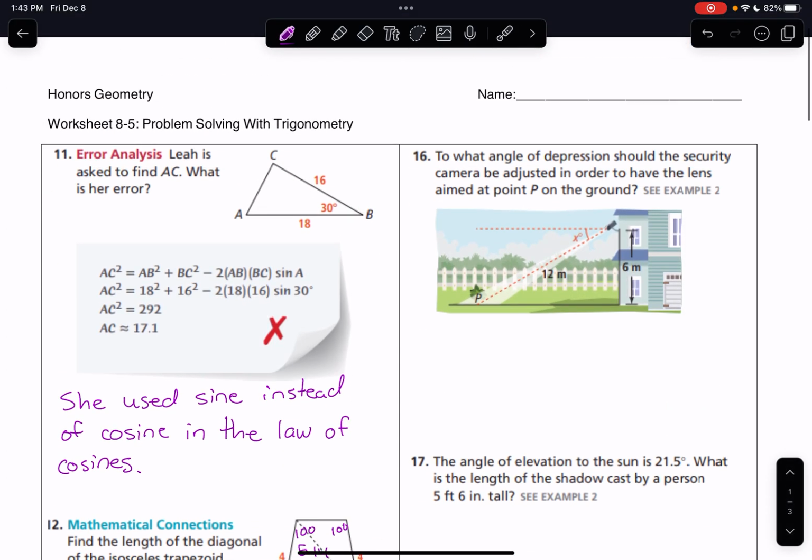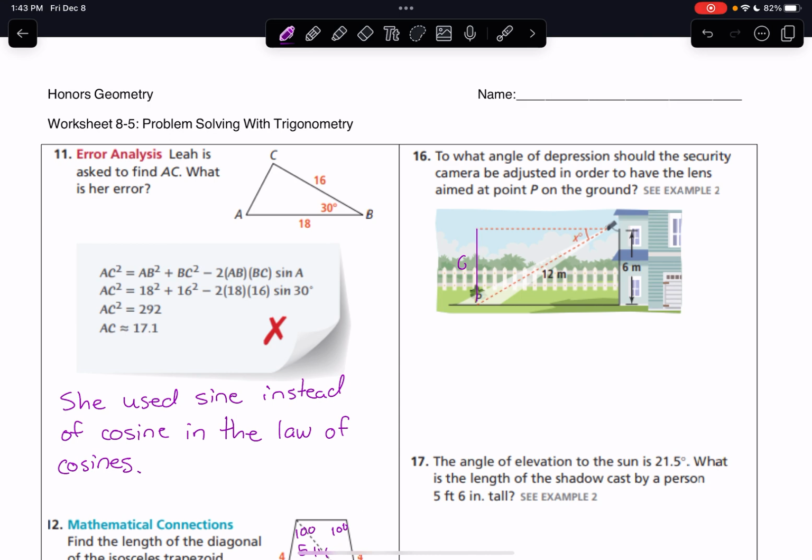Next, I've got another one. To what angle of depression should the security camera be adjusted in order to have the lens aimed at point P on the ground? Since this is an angle of depression, we can do it a couple different ways. We can say this angle is the complement of this one right here, or we can build out our other triangle, which is what I'm going to do.